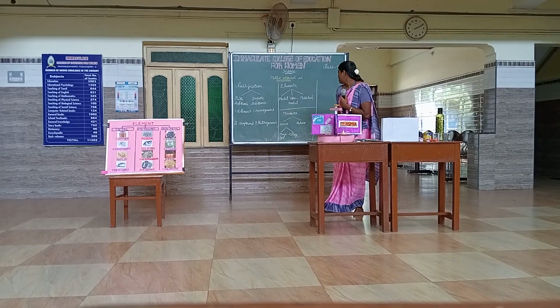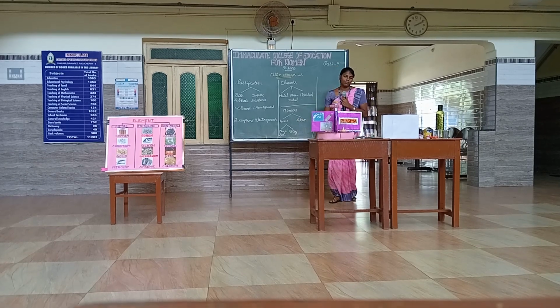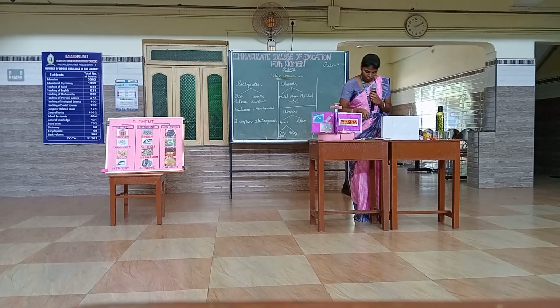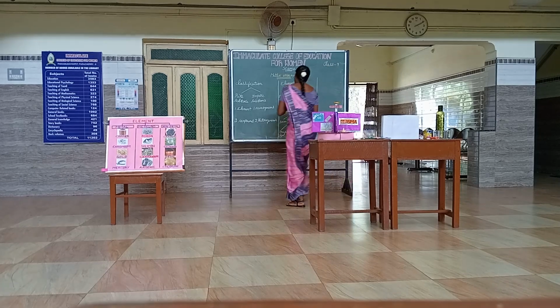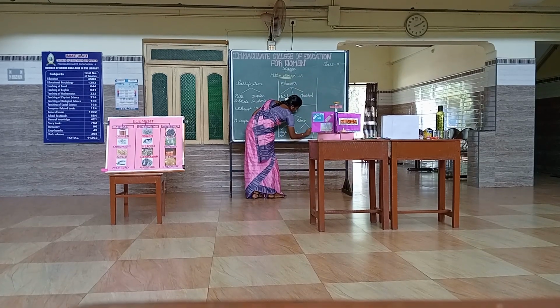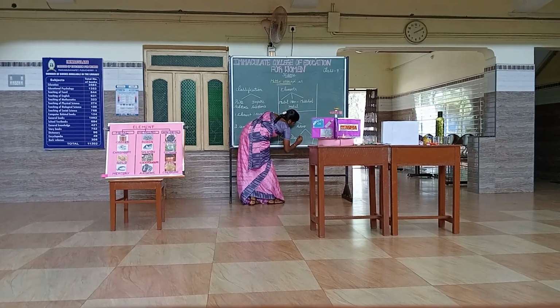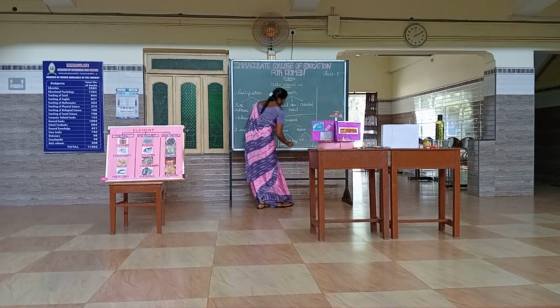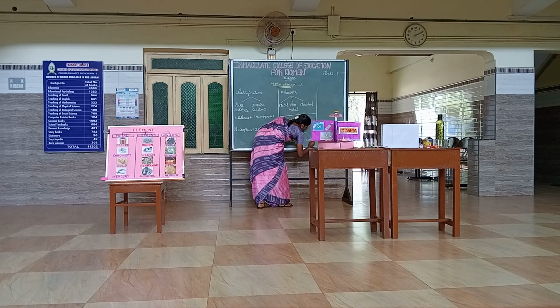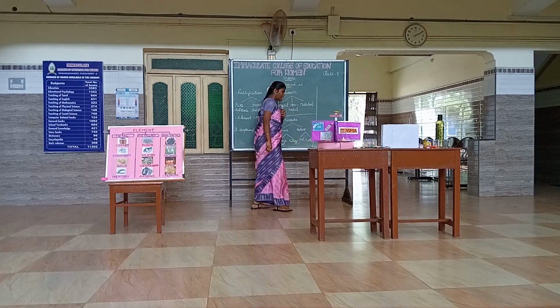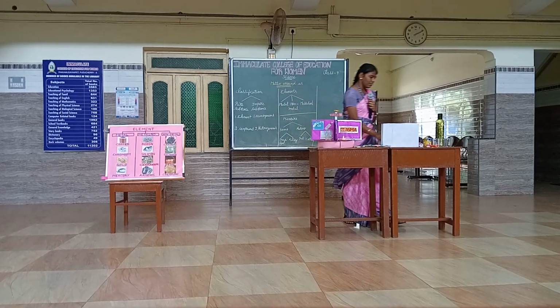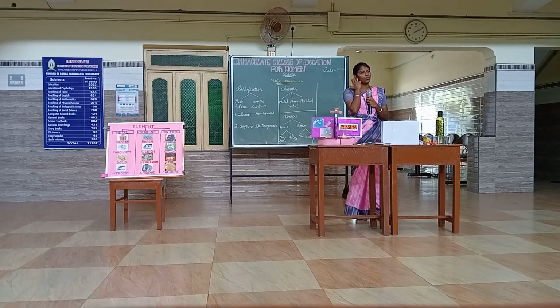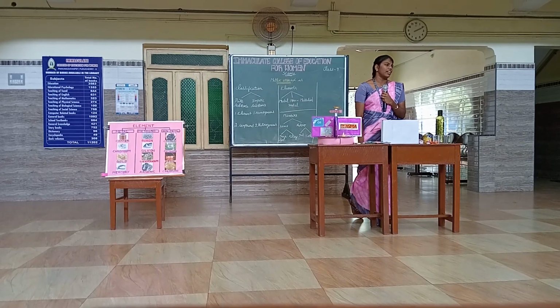Then, second type, heterogeneous mixture. In heterogeneous mixture, we have two types. First one is suspension. Then the second one is colloid. Suspension. It is a heterogeneous mixture of two or more substances together.